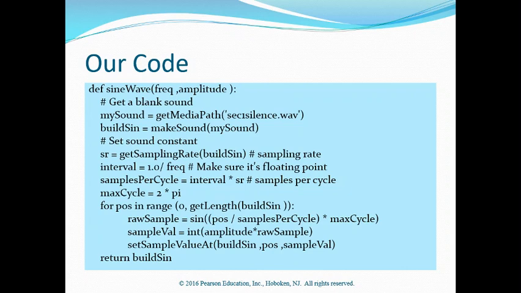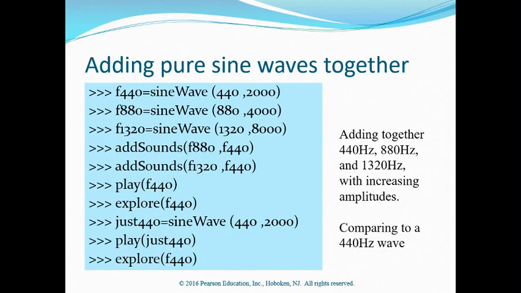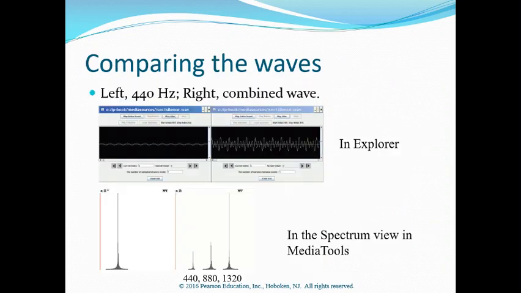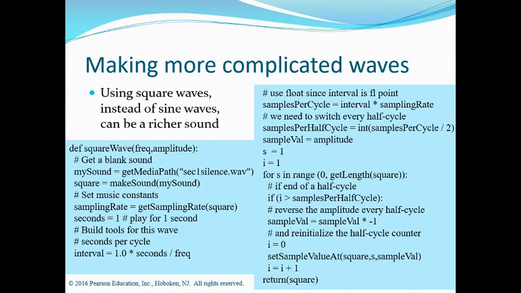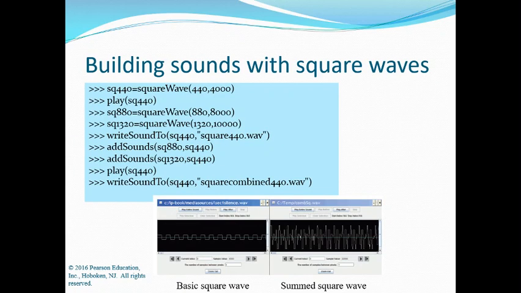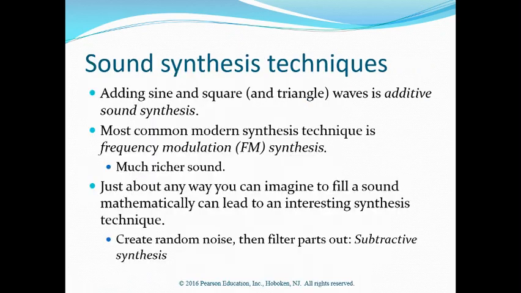I'm not going to actually even go through this because it's more complicated than it needs to be for this class. So adding pure sine waves together, we can see we have frequency and amplitude, and then we can compare the sine waves. So left is 440 hertz, the right is the combined sine wave. Here's making more complicated waves, building sounds with square waves.